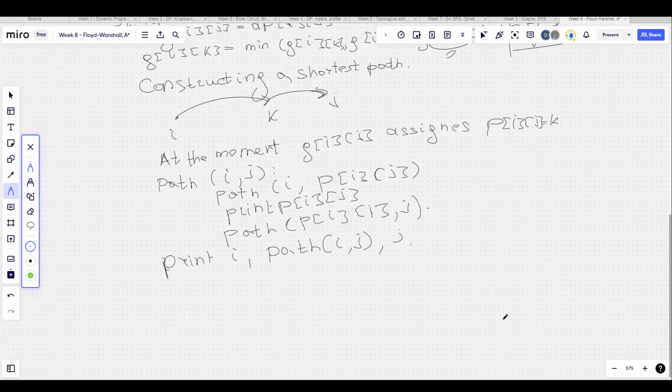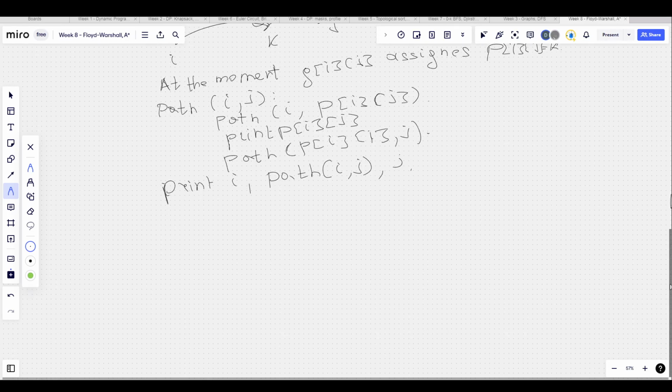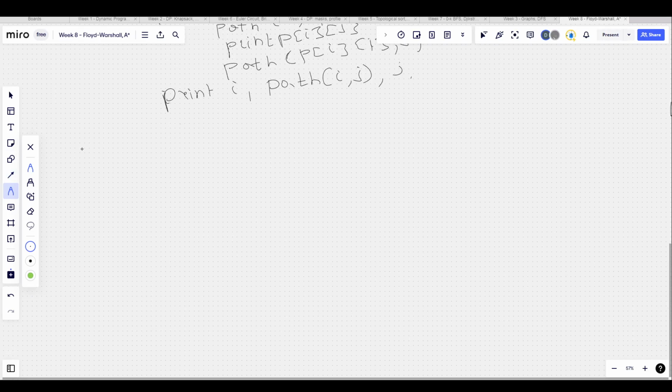The next is A star algorithm. Did you ask questions? Okay, you didn't.